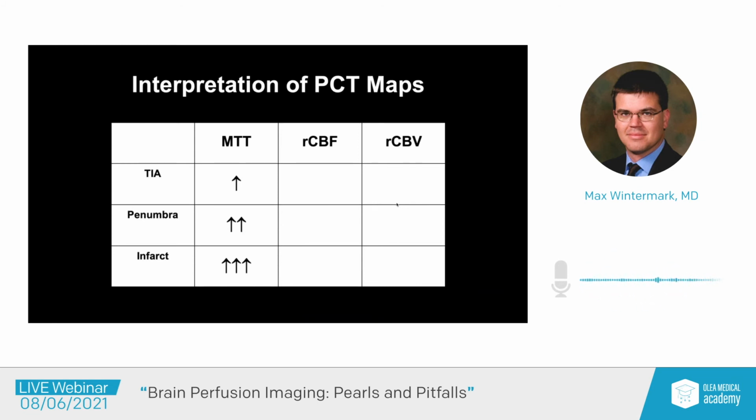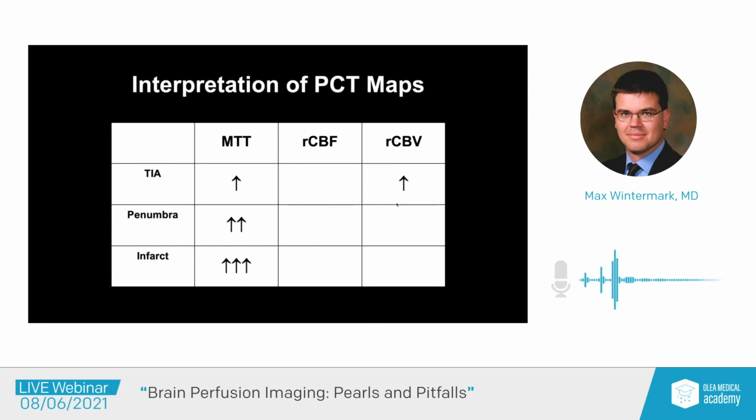When something happens in the brain, in 99% of the cases, you're going to see it on the MTT or the Tmax. Typically, with a couple of exceptions, the Tmax and the MTT are going to increase, showing that it takes more time for the contrast and the blood to get in a specific region of the brain.